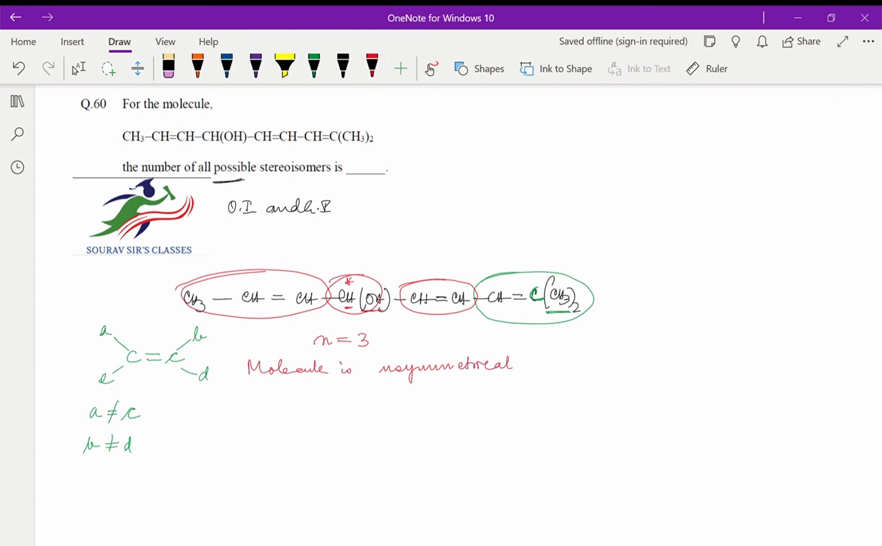Since the molecule is unsymmetrical, we say it is 2 to the power n, that means 2 to the power 3, and our answer is going to be 8. That is the total count of geometrical and optical isomers possible for this kind of molecule.